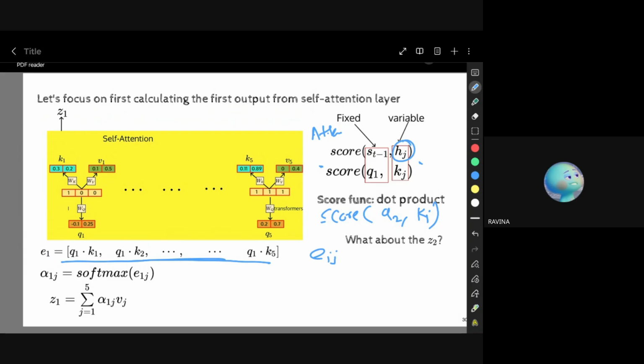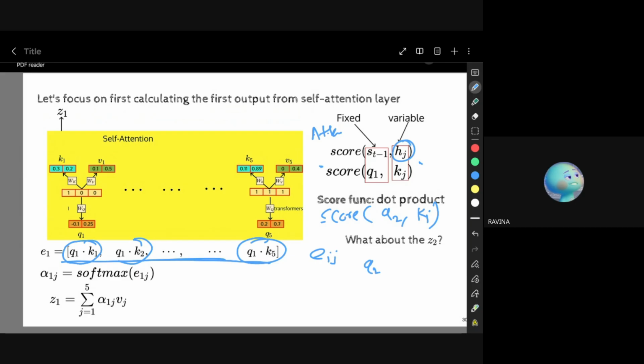E1, I'm calling because I'm using Q1. If I would have used Q2, then I would have called E2. So this is the same as E1J or something, but E1J could represent only one element of this, right? But we have the whole vector. That's why I'm representing it as E1.